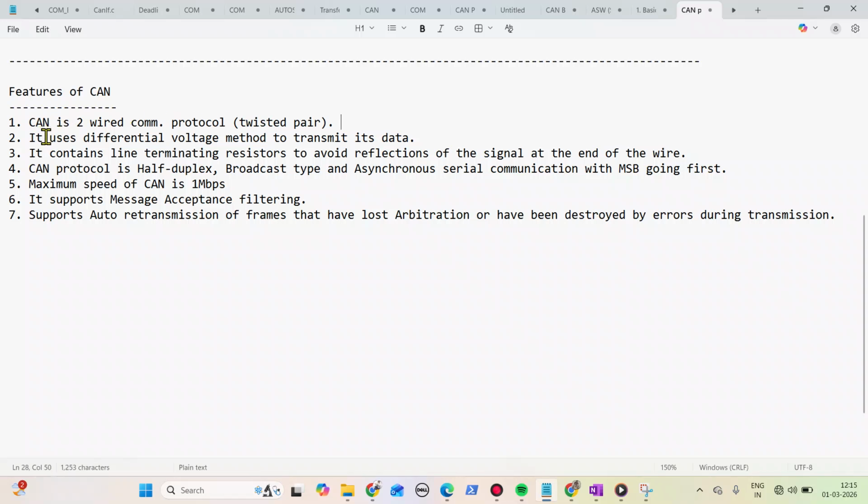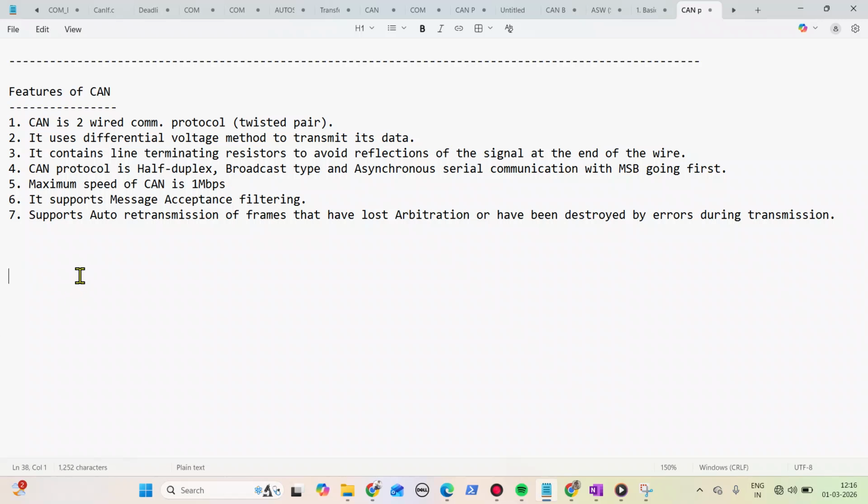Coming to the second point, it uses the differential voltage method to transmit its data. So what does it mean? Why does the CAN protocol use the differential voltage method? We will see it. For example, consider there is only one wire. If there is only one wire, what will happen? And why are we not using a single wire in CAN protocol, why are we going for two wires, and why are we going for this differential method approach? I will explain everything in detail.